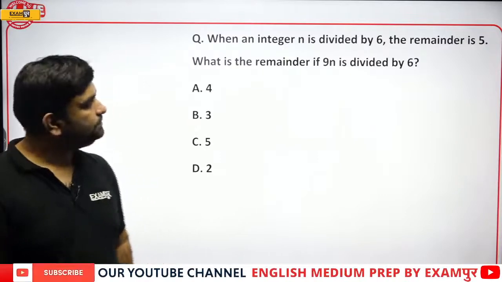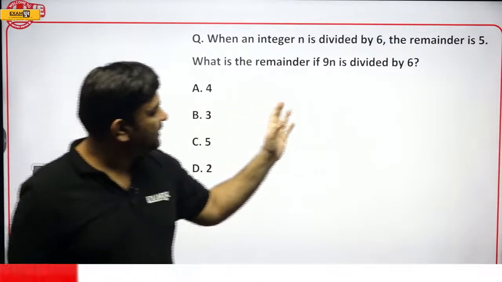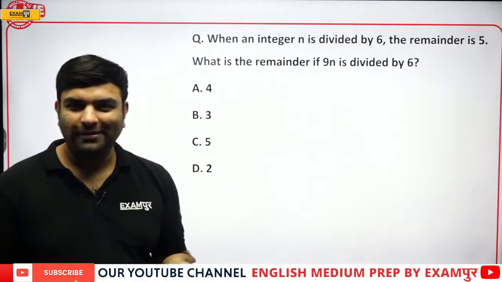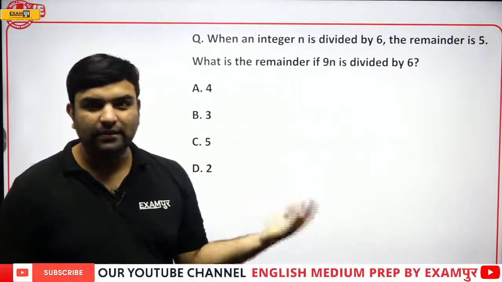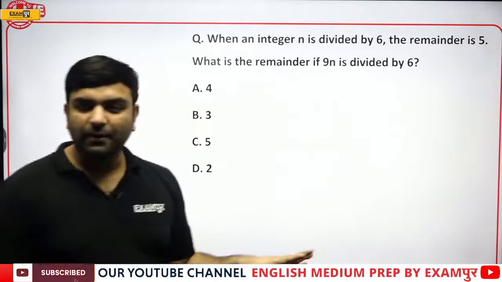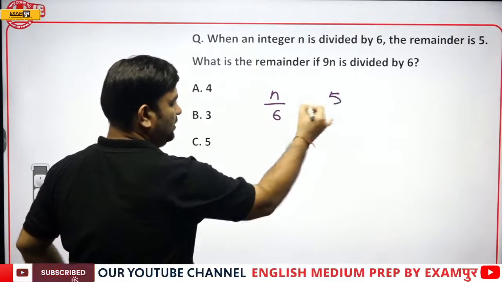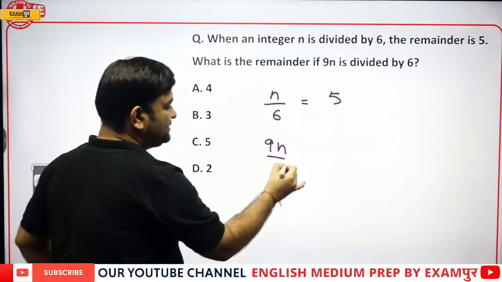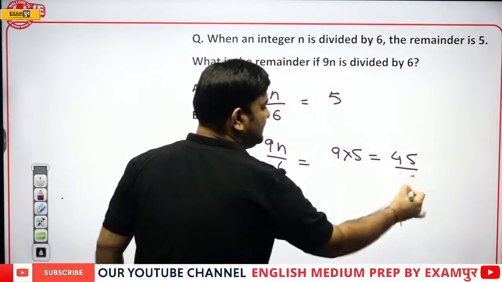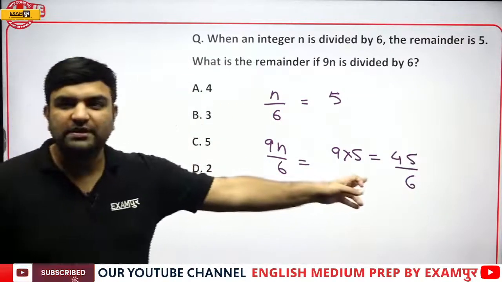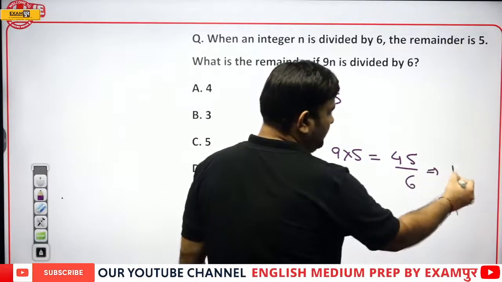Okay. If a number is divided by 6, remainder is 5. What is the remainder if 9n is divided by 6? Wow, what an easy peasy. If you divide the number by 6, remainder is 5. So if you divide 9n by 6, it is going to be 9 into 5, 45. But 45 is greater than 6, so we will find out the remainder again further. 6 sevens are 42. So remainder of 3.